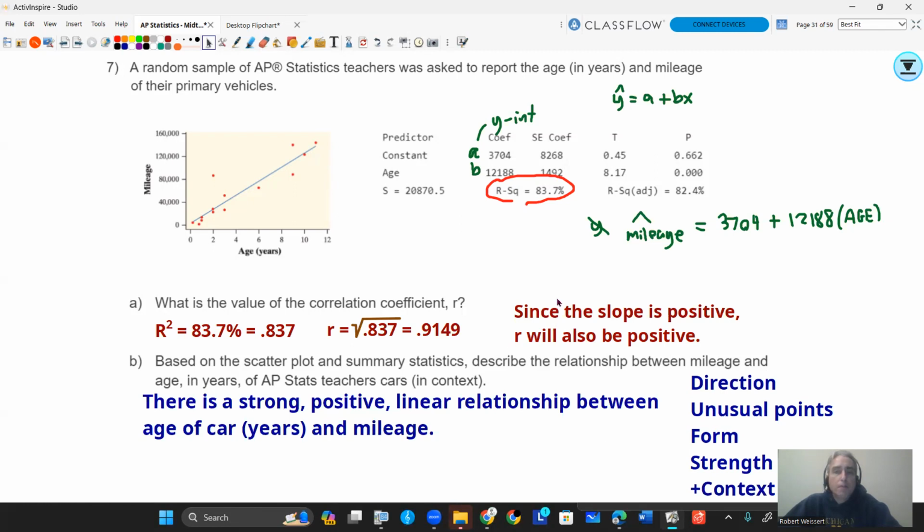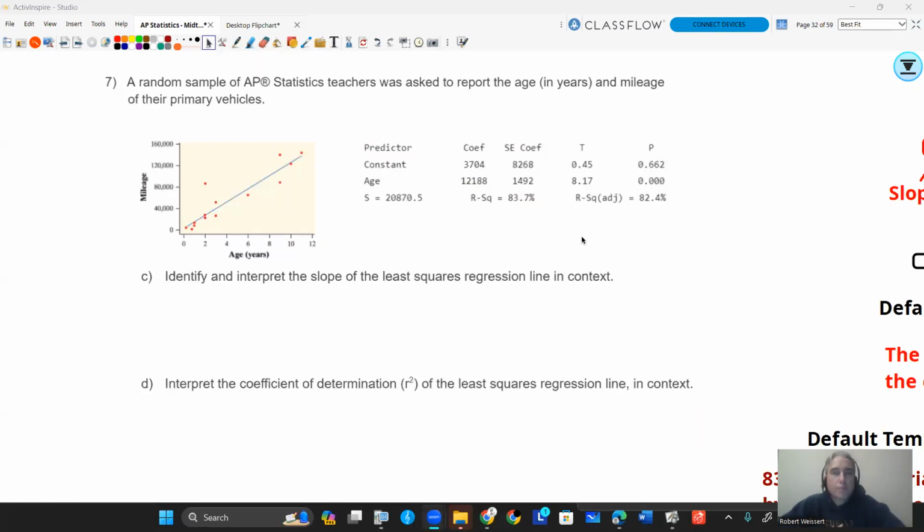Let's go to the next question, or the same question, the next couple parts. Back to the same data, you're going to be asked to interpret a couple things. So in this case, it says identify and interpret the slope of the least squares regression line. Well, remember the slope is right there. So identifying it's the first thing, but that ain't going to get you much unless you do something with it.